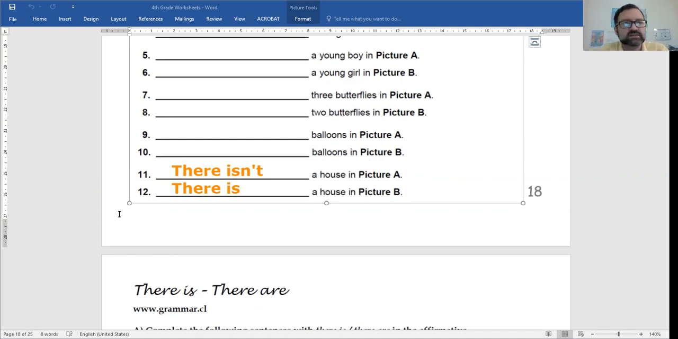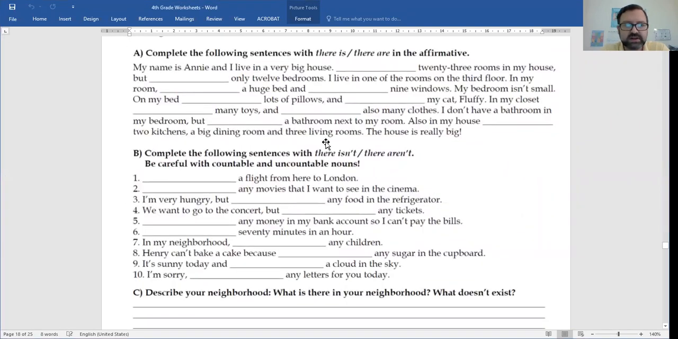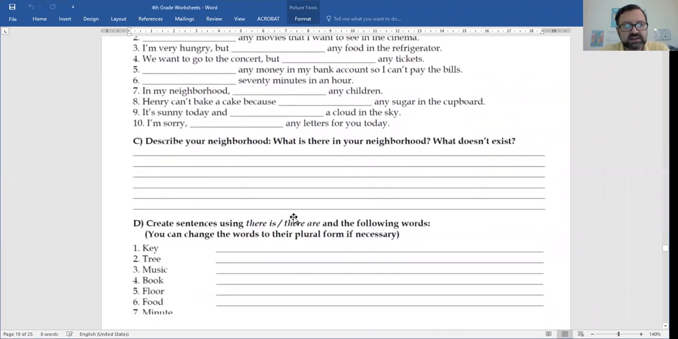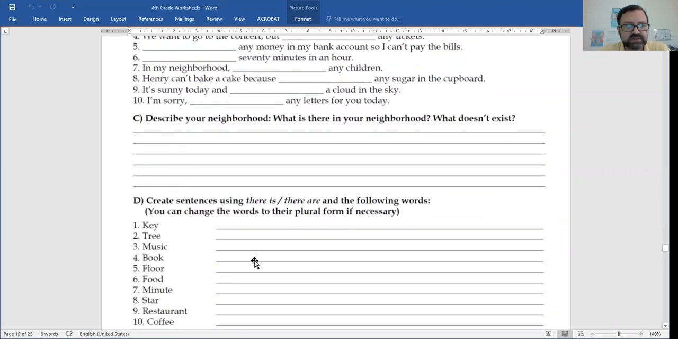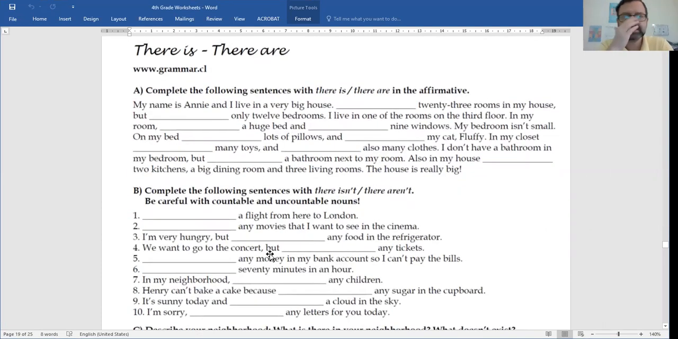All right, so that does it for page 18. And we are going to go ahead and do page 19 as well, because it is on the same thing. And we have this whole paragraph to read. And then they want you to make your own sentences down here at the bottom. All right, so let's check this out. Complete the following sentences with there is, there are in the affirmative. Affirmative means you will not see any isn't or aren't, okay?